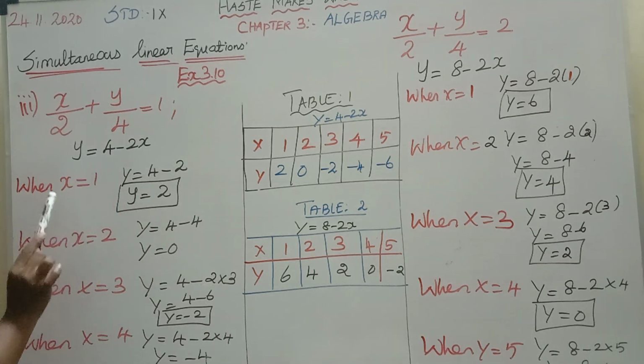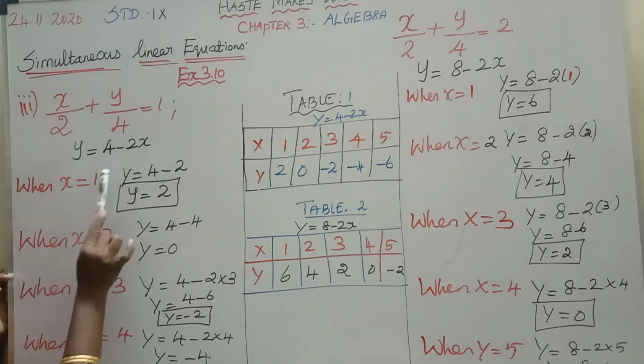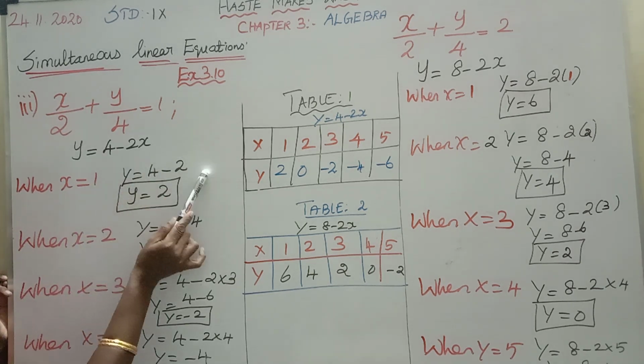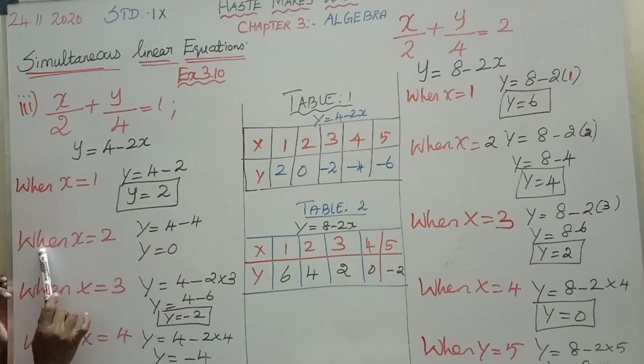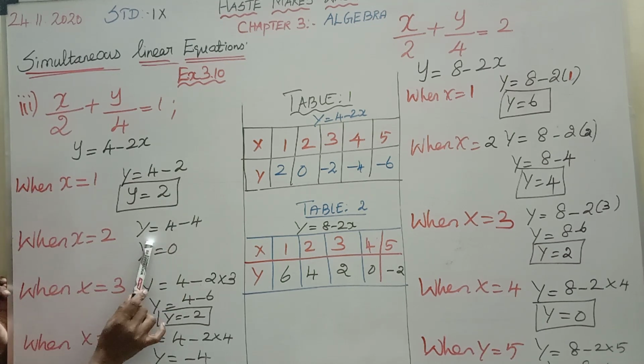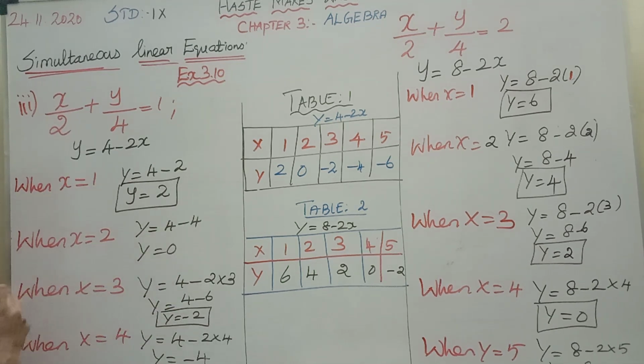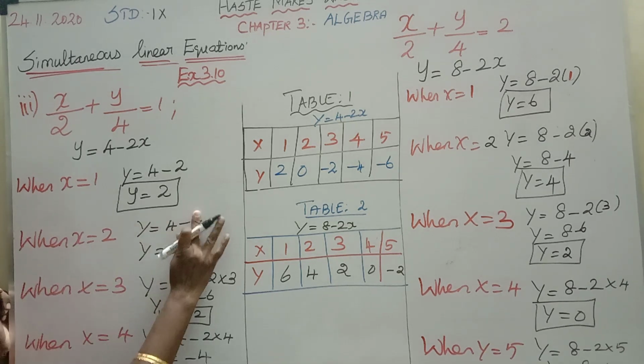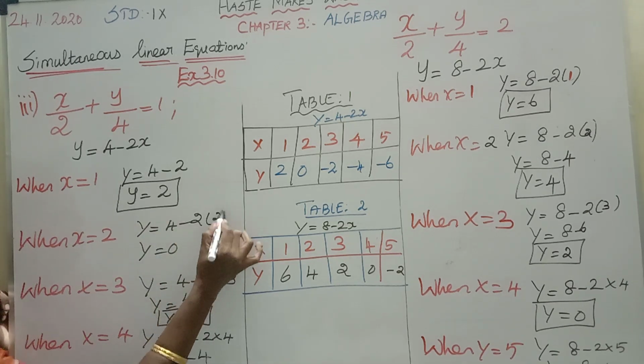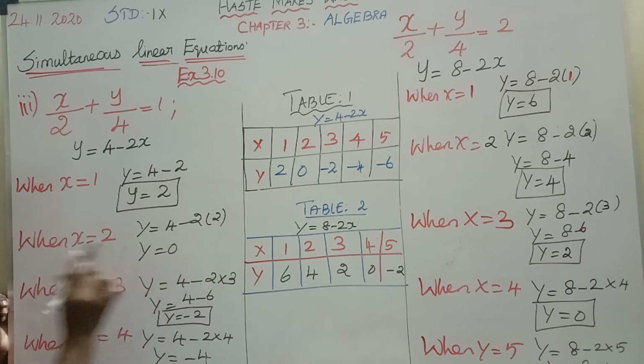This is what we have. Okay, when x is equal to 1, then what will happen? 4 minus 2 into 1, so y equal to 2. x is equal to 2. y equal to what will happen? 2 2s are 4. At this place 4 minus 4. How? 4 minus 4, because 2 into 2 comes in this place. Okay, so 4 minus 4, y equal to 0.